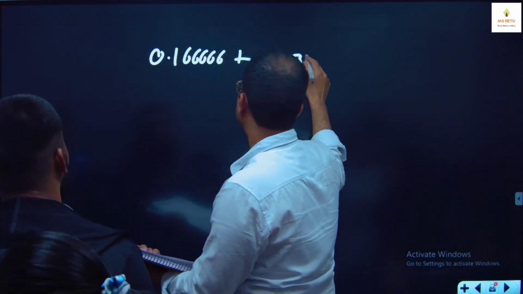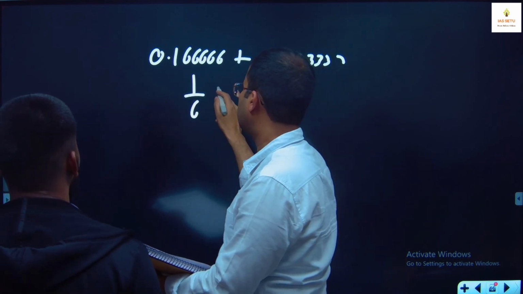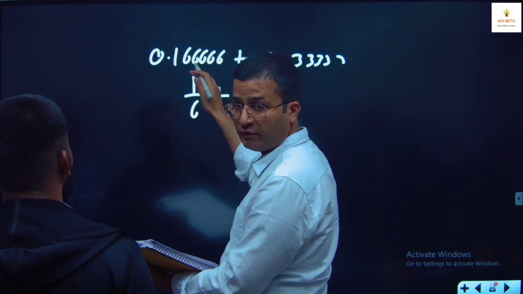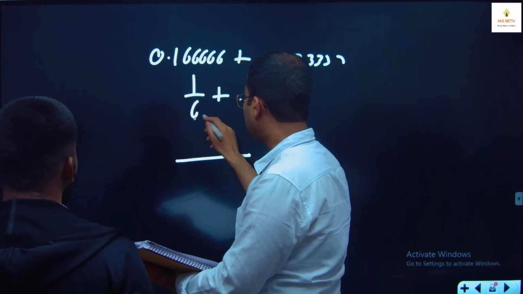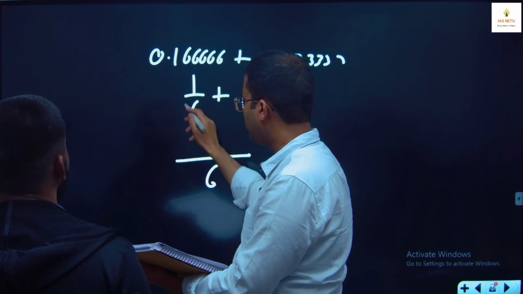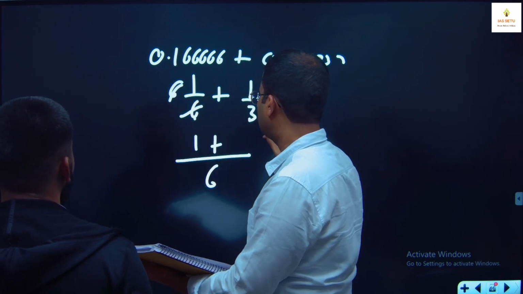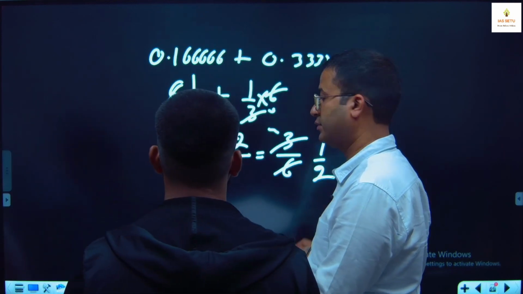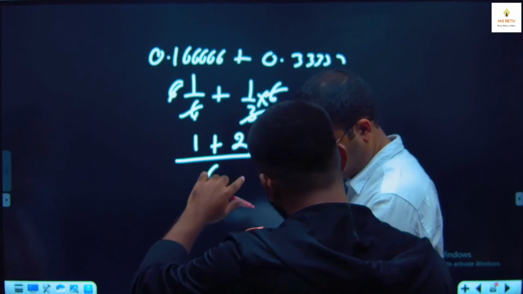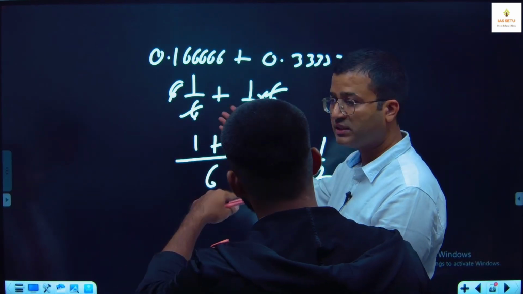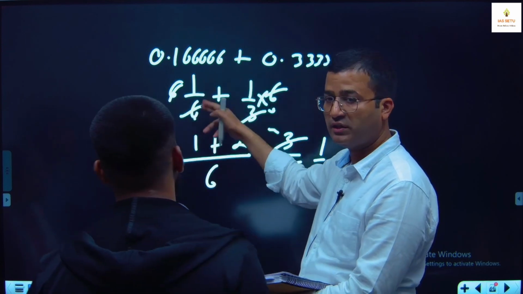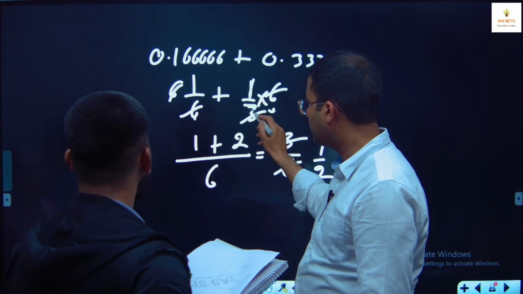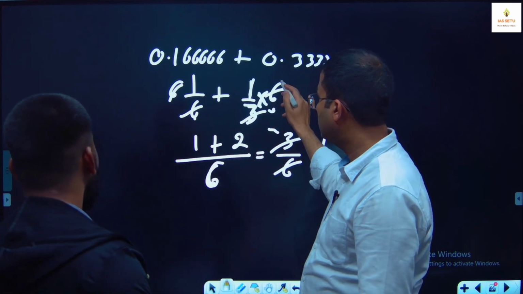0.166666 plus 0.33333, it is 1 by 6 plus 1 by 3. You convert this in fraction first, then you take LCM, it is 6, so you write 1, it is into 6, so it is 2, so you get 3 by 6, so you get 1. Sir, multiplication is the same? Same, you have to convert in fraction, multiply. Take the LCM. This is 1 by 3, but it has to be 6, so what is the remaining 2?